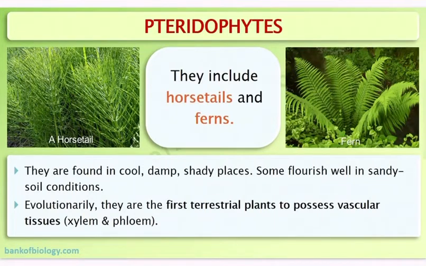You must remember that. Many of us grow a very colorful and beautiful plant called fern in our houses. Fern belongs to pteridophytes. Similarly, horsetail. These are the two plants very commonly grown as decorative plants, particularly as interior decoration in the house. So where do you see these pteridophytes? They are found in cool, damp, shady places. Some flourish well in sandy soil condition.